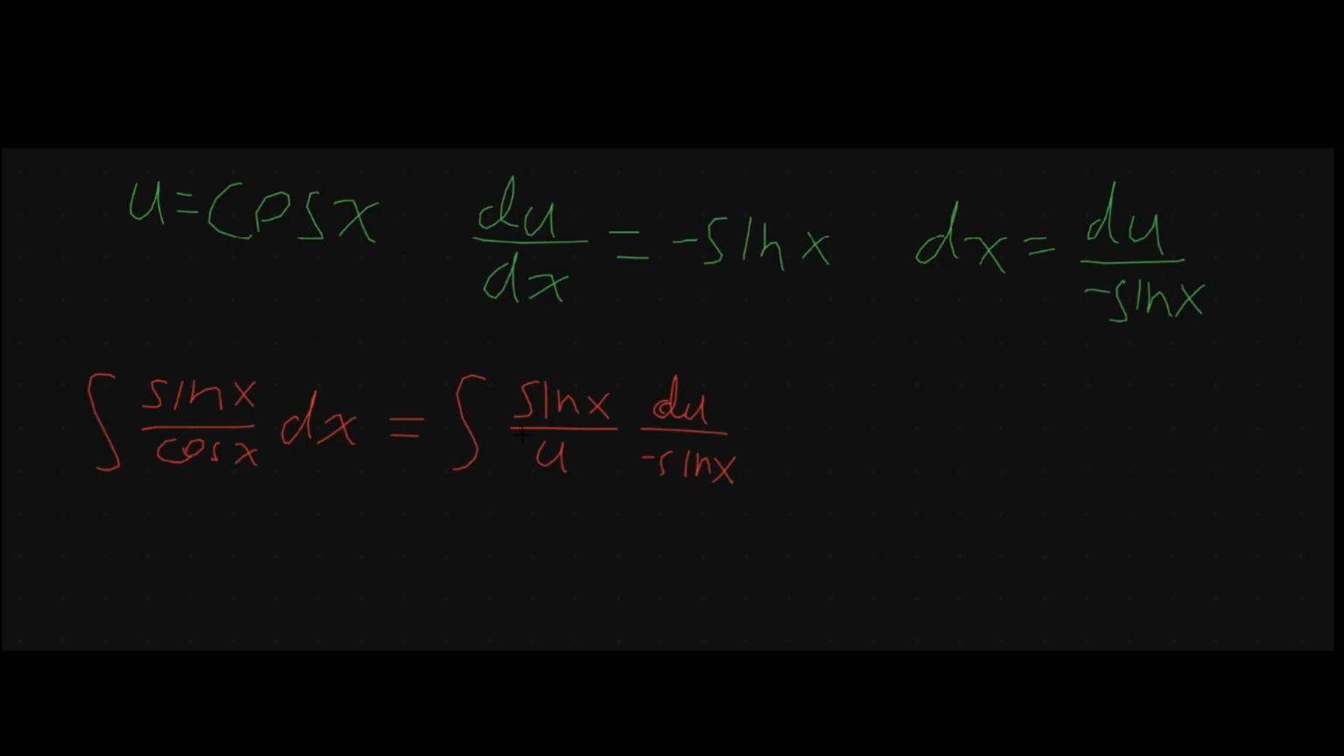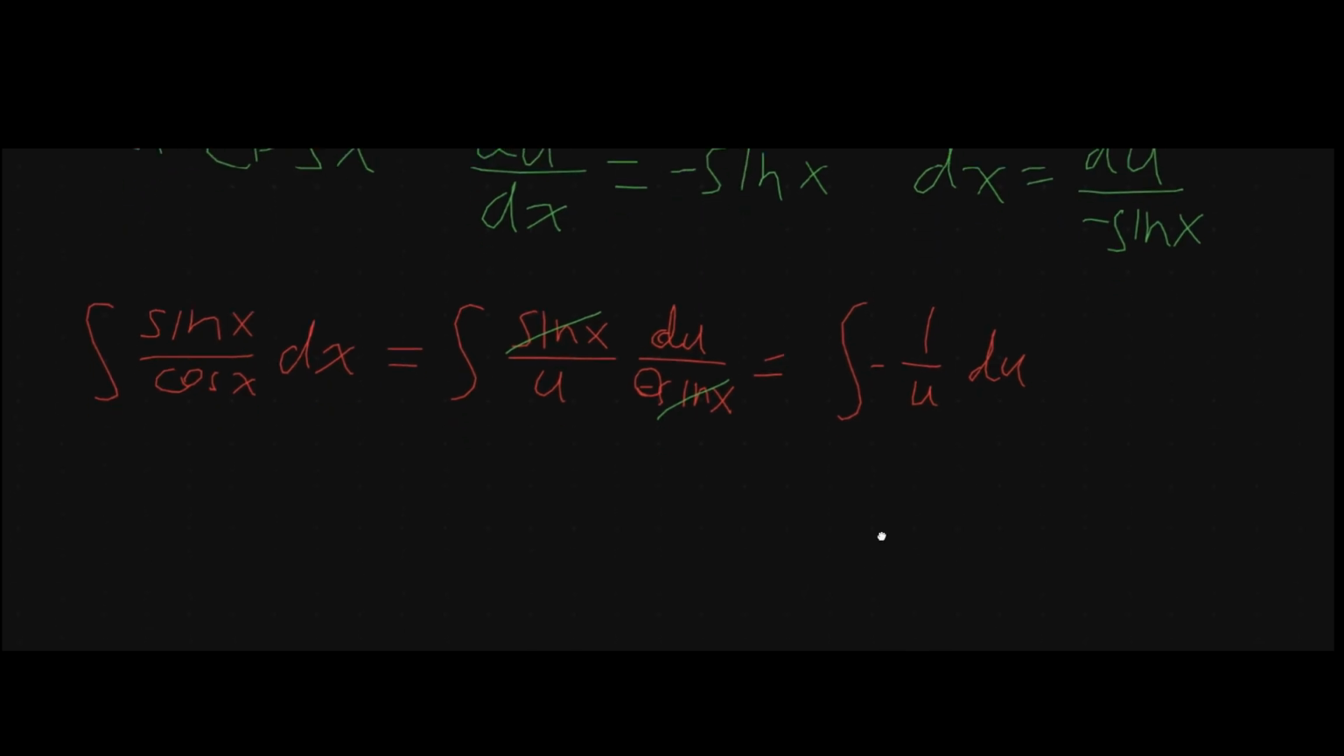So what do we notice? We notice that this sine of x and this sine of x cancel out, and we are left with the integral of negative 1 over u du. This negative comes from here. We basically took this negative and just brought it to the front.